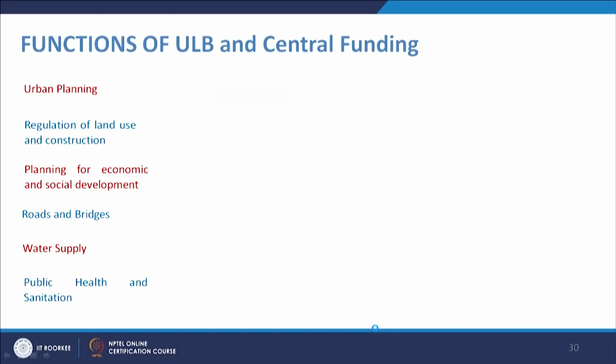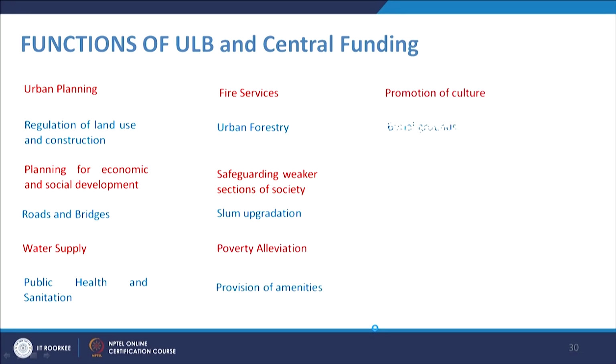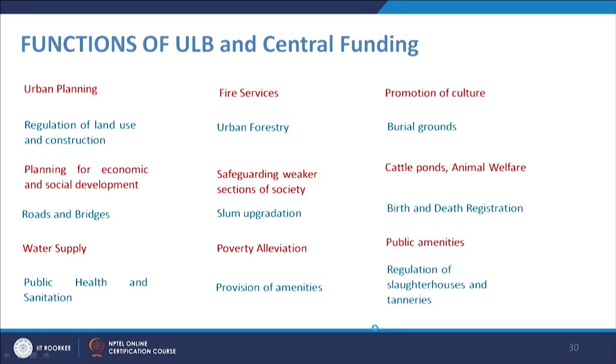At the last, we come to the end of this discussion of the centrally sponsored schemes. I am showing the functions of urban local bodies and the central funding. So far we have discussed a few urban sector development schemes like AMRUT. For urban planning and regulation of land use, you are doing AMRUT, Smart City Mission, PMAY. All these schemes have a component of urban planning and regulation of land use.